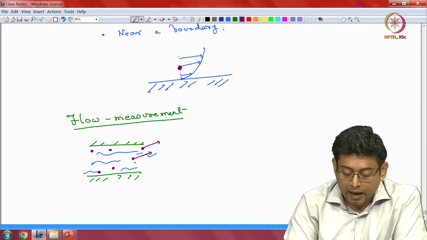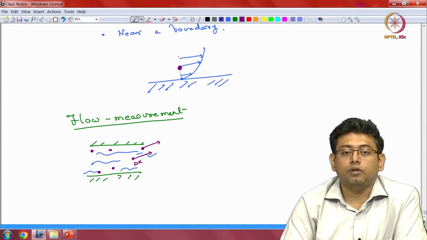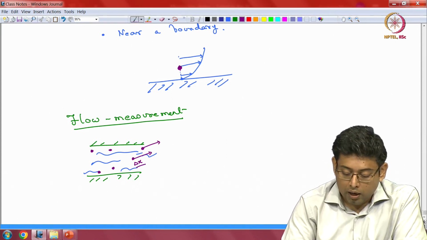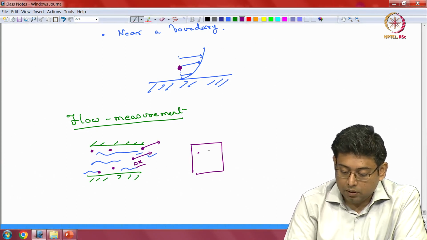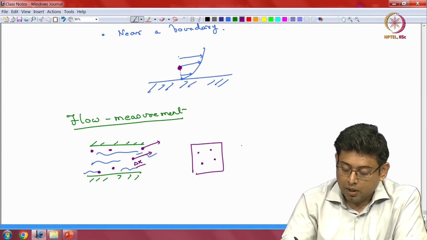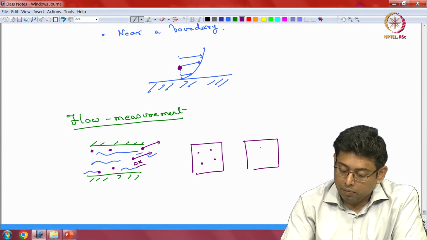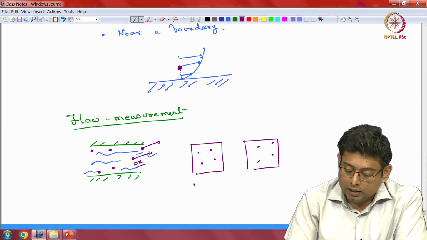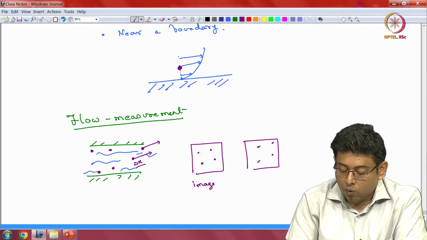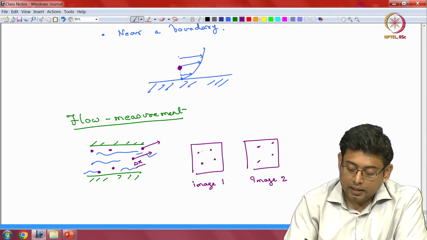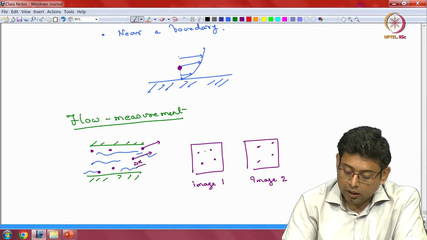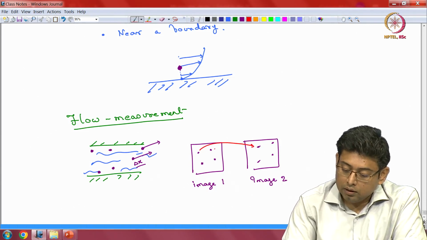So if you can get the local delta x of the particle, and you have two images of this, say you take one image in which the particles are somewhat like this, and then in the next image the particles have moved a bit. So let us say this is image 1, this is image 2. I can say that this particle corresponds to this, this particle corresponds to this, and this particle corresponds to this.